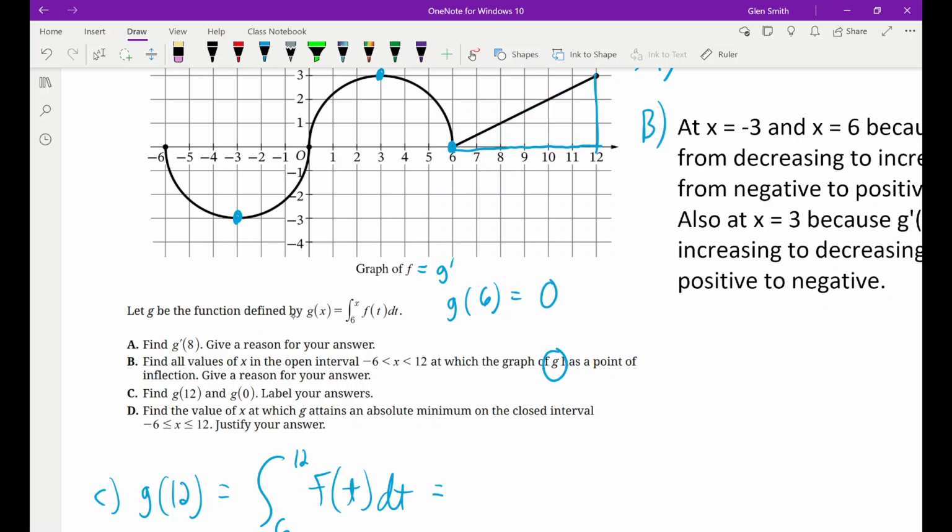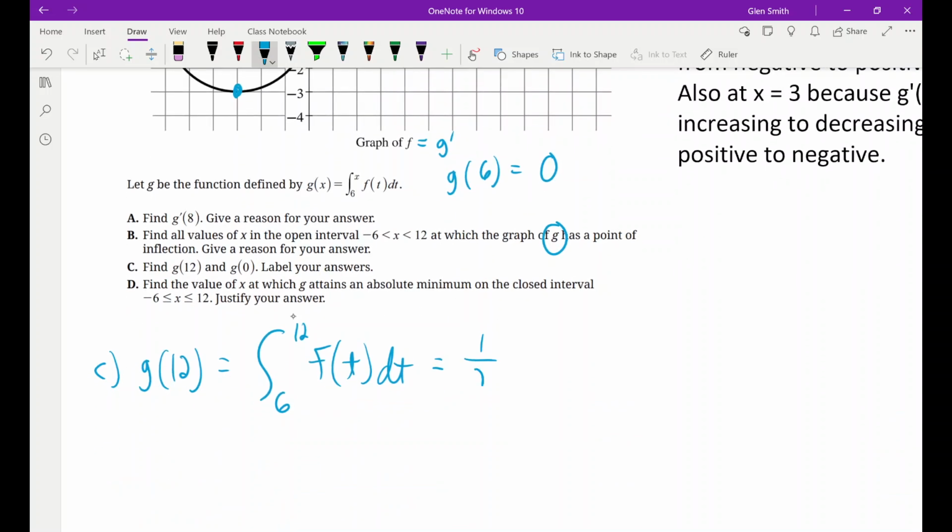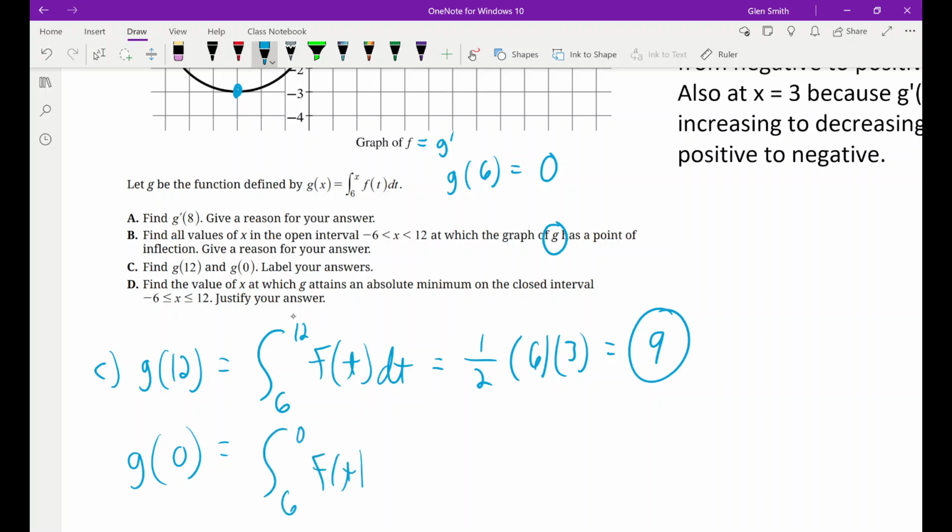So that's this here. This is a triangle with a base of 6 and a height of 1, 2, 3. So I'm going to say, hey, College Board, this is 1/2 times 6 times 3, which is 9. And for g of 0, we would say that's the integral from 6 to 0 of f of t dt.